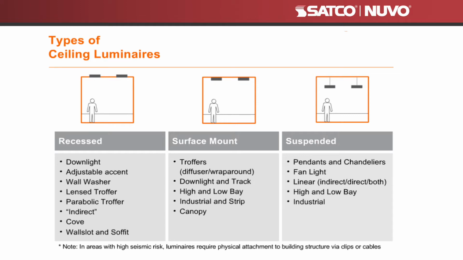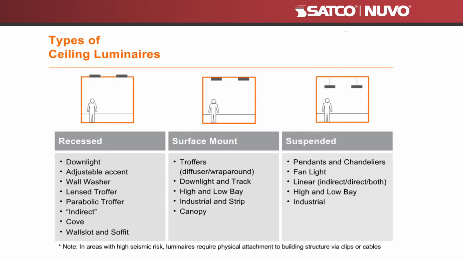Surface mounts, they're on the finished ceiling, and in residential we call these flush mounts. You can have a troffer that mounts to the ceiling, downlights and track that mount to the ceiling, high and low bays, strips, and also canopy lights, which are very popular for exterior applications.